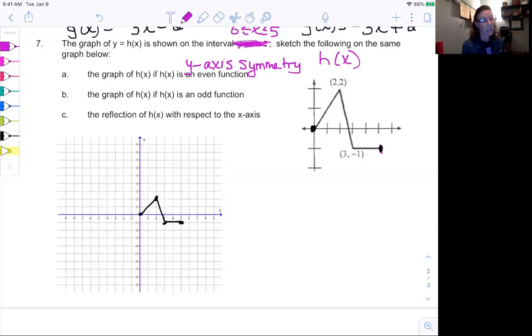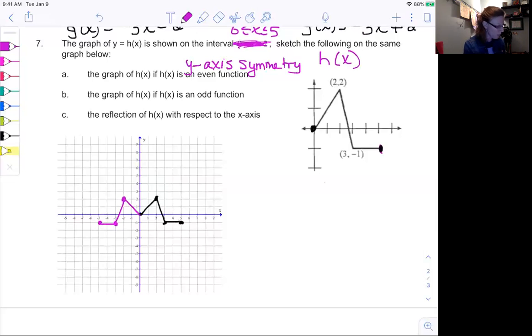So essentially, I need to make my x values negative because it's going to flip across the y-axis. So I have a point at 2, 2. Now I'm going to have a point at negative 2, 2. I have a point at 3, negative 1, so now I have negative 3, negative 1. And I have a point at 5, negative 1, so now I have negative 5 and negative 1. Now if I look at my final graph, this is an even function. It has y-axis symmetry.